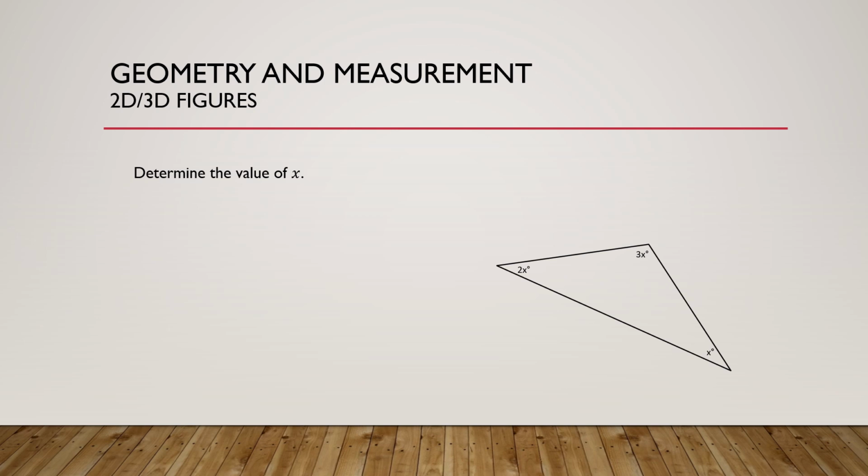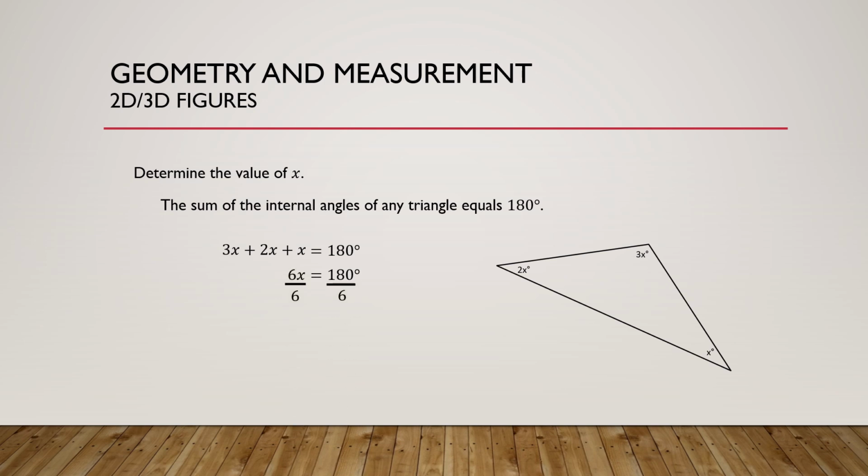Determine the value of x. First, we have to know that the sum of the internal angles of any triangle equals 180 degrees. Therefore, 3x plus 2x plus x equals 180 degrees. Add the like terms to get 6x equals 180 degrees. Divide both sides by 6 to get x equals 30 degrees.